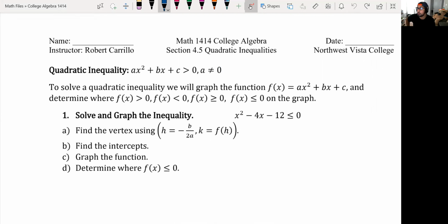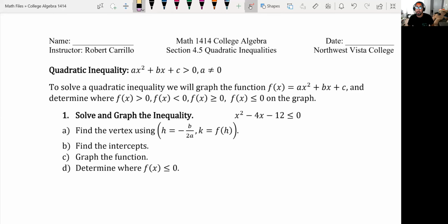So to solve a quadratic inequality, we will graph the function and determine where we are above the x-axis, or below the x-axis, or above or on the x-axis, and last one, where are we below and on the x-axis. So that's what these inequalities are asking us. So based on which inequality we're given, we should know how to answer it after finding every single component.